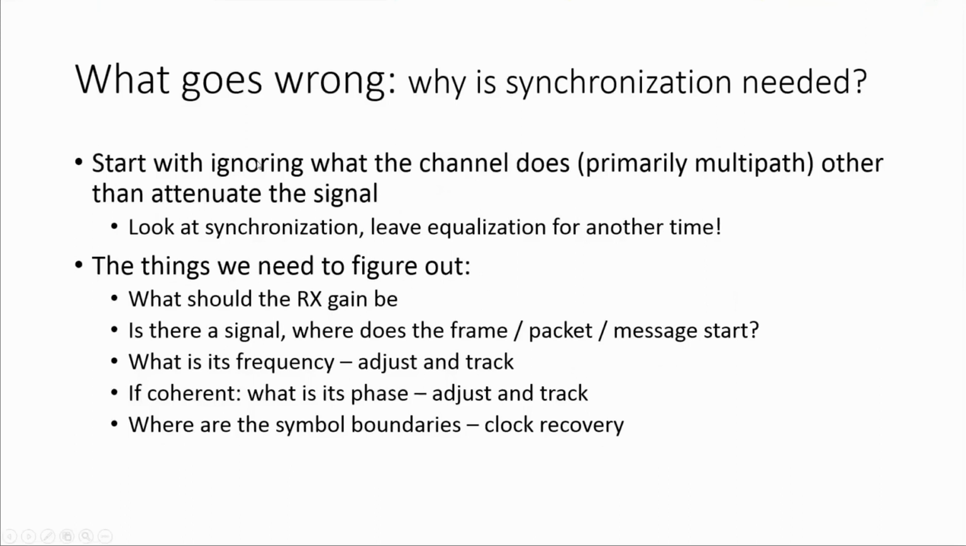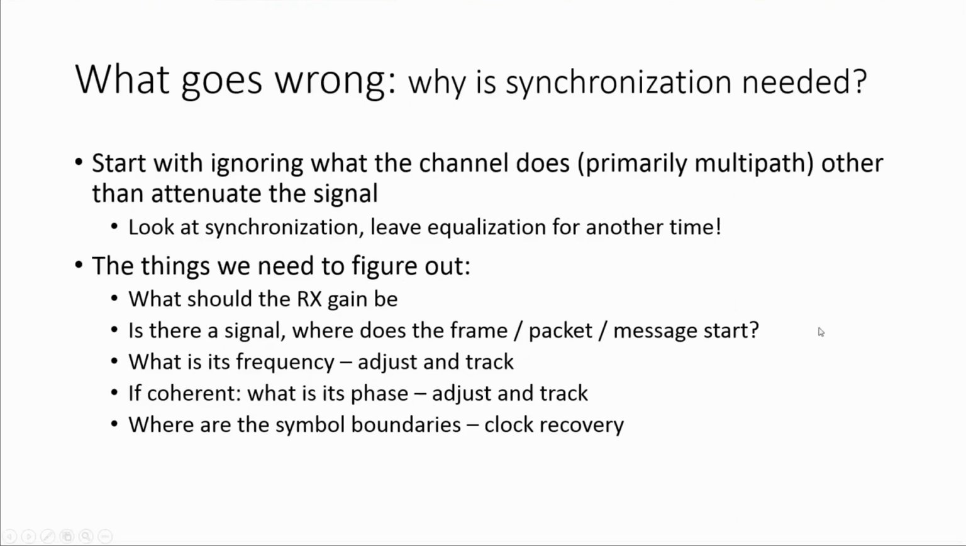So if we just temporarily ignore what the channel does, primarily multipath is the worst one, because this by itself is a whole giant amount of stuff. We'll just forget about equalization. We'll just think about synchronization. And then what do we need to fix? We have to figure out what the receiver gain should be. And then we have to know, is there a signal? And if there is a signal, where does it start? The frame, the packet, and the message.